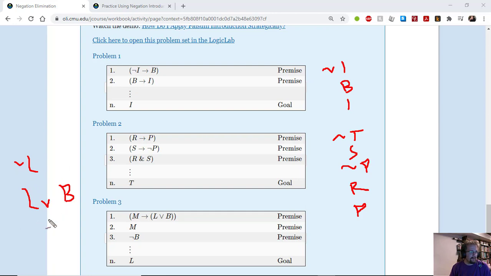So I'm going to end up with a box that says start with L and end in a falsum. I have L and not L, so that one checks out. My other box is going to start with B, and I have to produce a falsum. Well, that's easy enough because line 3 gives me not B, and there's my falsum there, and then I'm done.